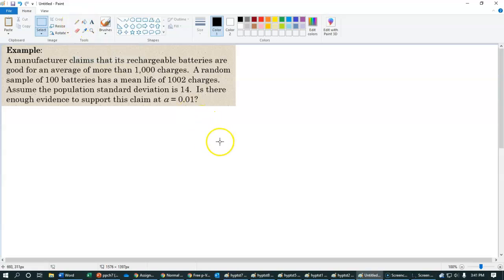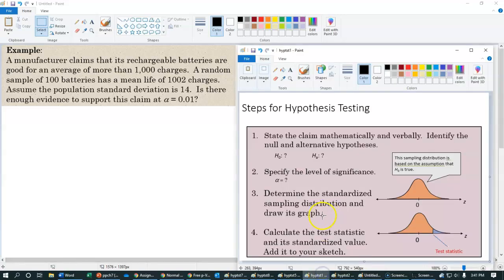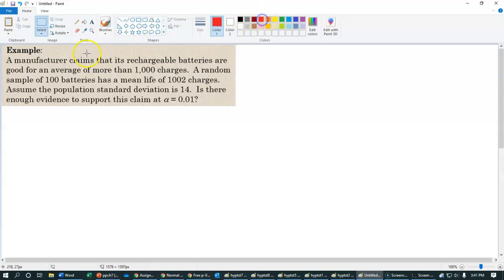All right, let's do the first example of testing a claim using the 7-step process for hypothesis testing. Here's my first step. I need to state the claim mathematically, and then label the claims as H0 and H1 or HA. Basically, what I have to do is read this word problem and underline where the claim is.